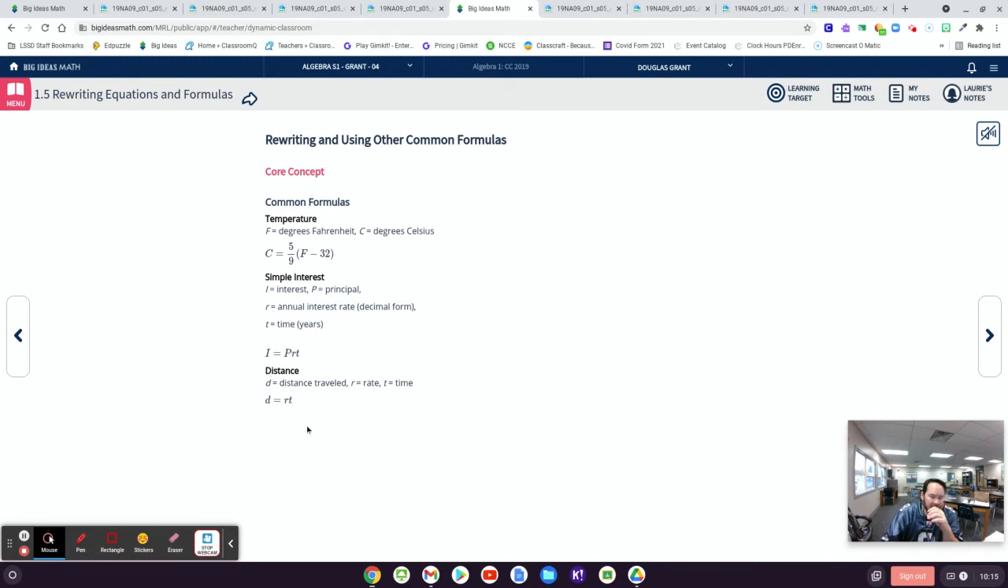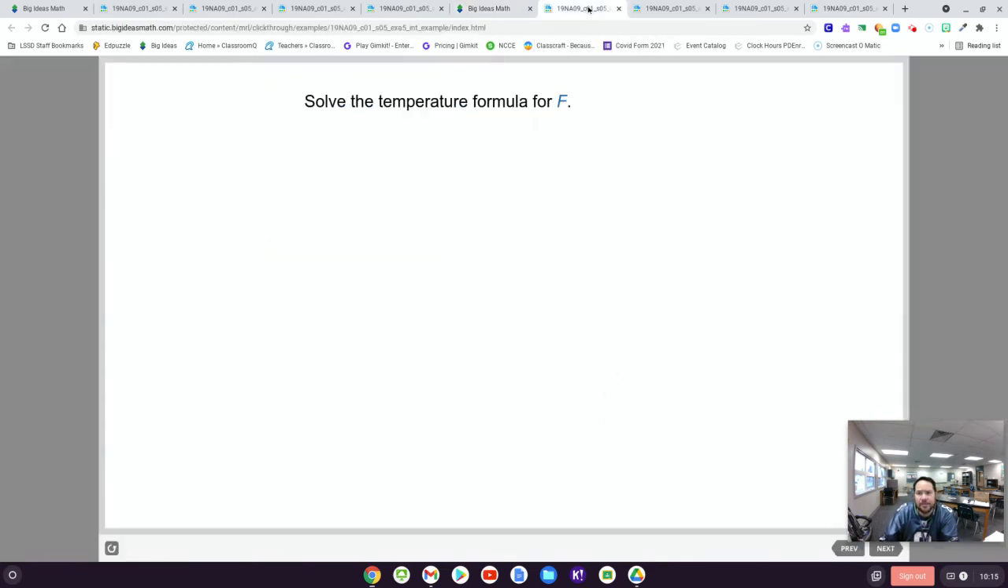And the last one is the distance formula you've probably seen in science, which is distance equals rate times time. And rate is like speed, it's velocity. All right, so make sure you have those jotted down. Those are going to be commonly used formulas. We're going to use some right now.